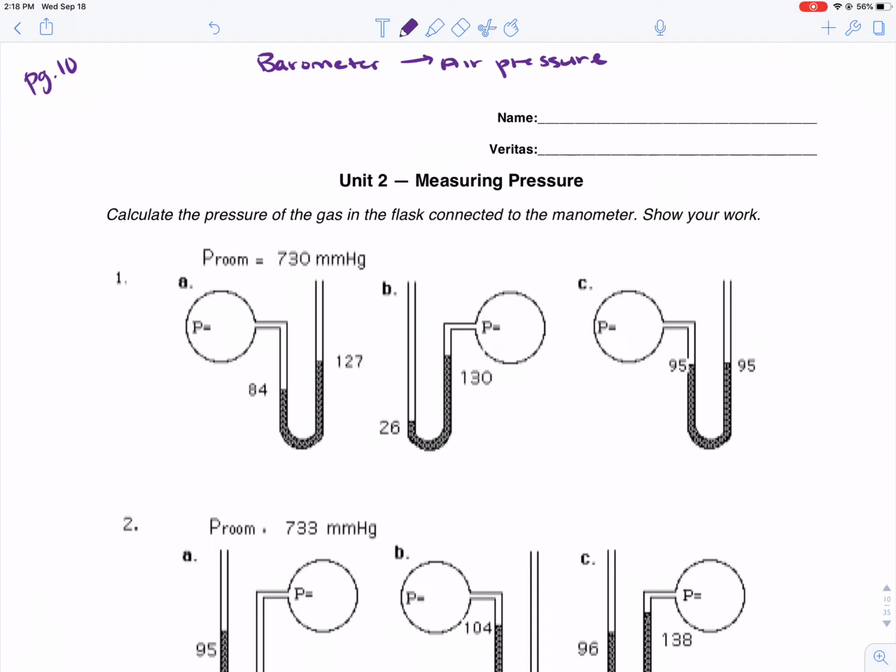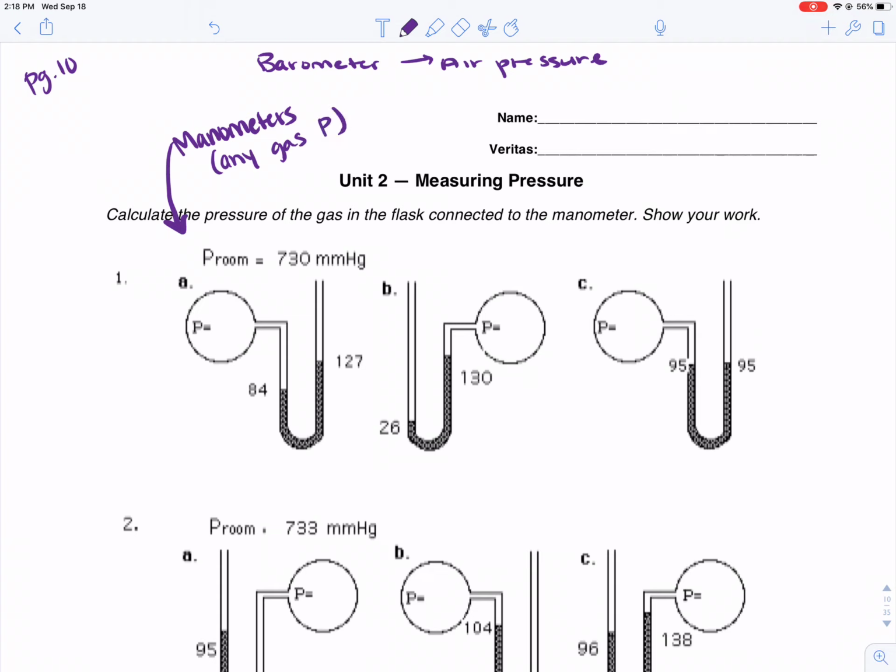But what if we want to know the pressure of another gas? For example, a sample of oxygen gas or a sample of helium gas. A barometer will only measure air pressure, so we need a different instrument to measure the pressure of a different type of gas. So these instruments that you see here on the top of page 10 are called manometers. They will measure the pressure of any gas.